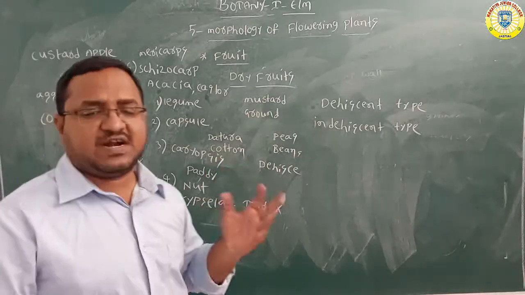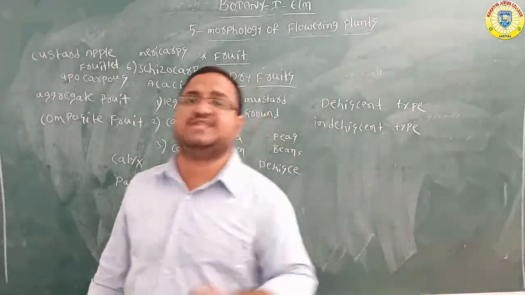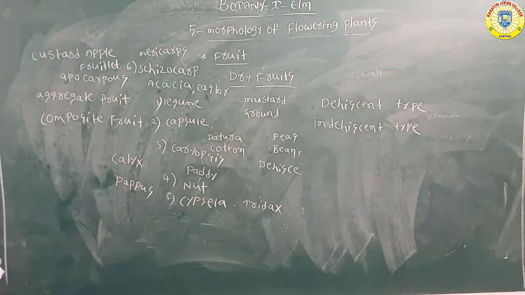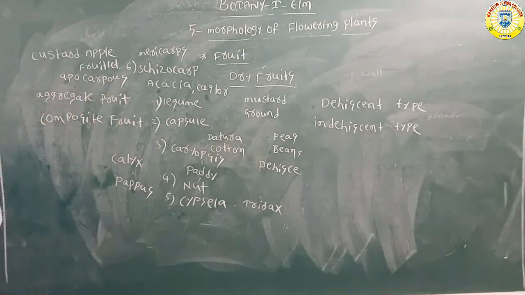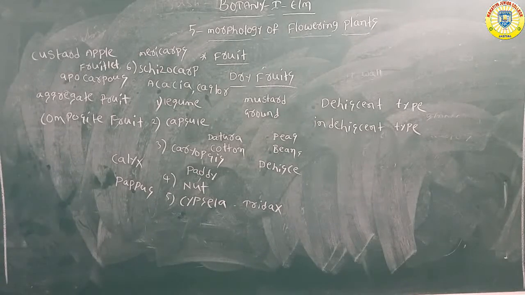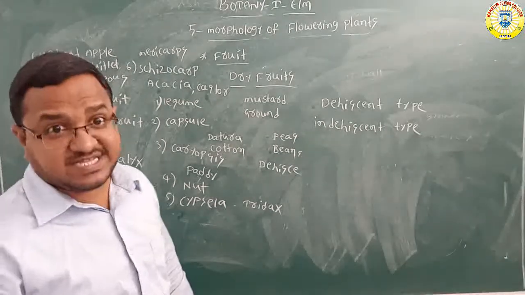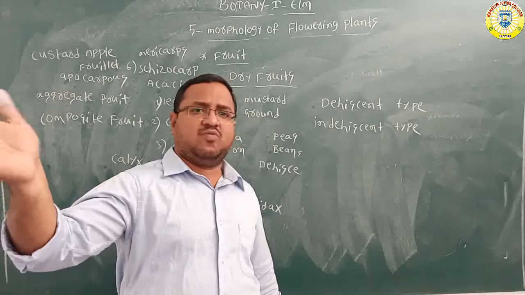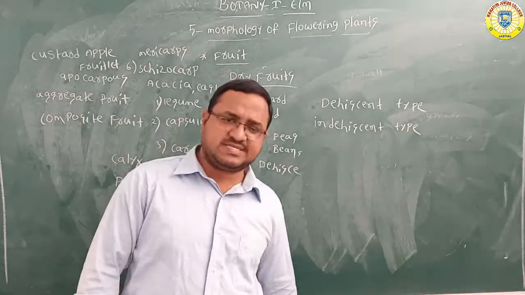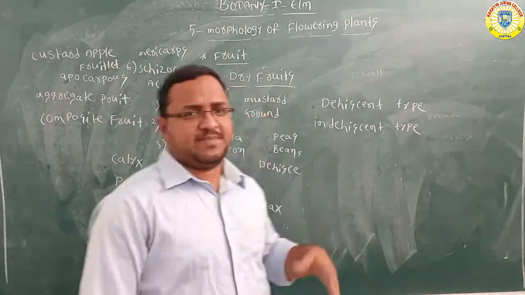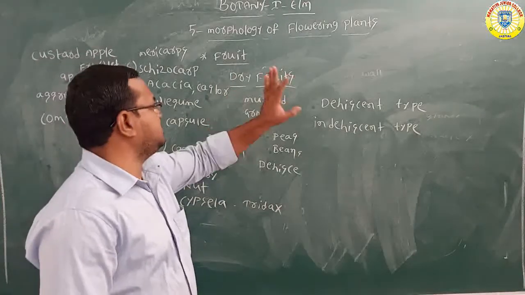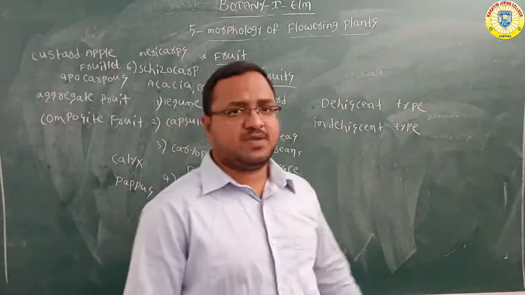After fertilization, the ovary is converted into fruit, and ovules are converted into seeds. Each seed is made up of seed coat and embryo. The embryo has an embryonal axis and one or two cotyledons. In dicotyledons, the embryo has two cotyledons. In monocots, the embryo has only a single cotyledon. So this is the complete information about fruit and seeds. So far we have completed the fifth chapter. Okay, thank you children.